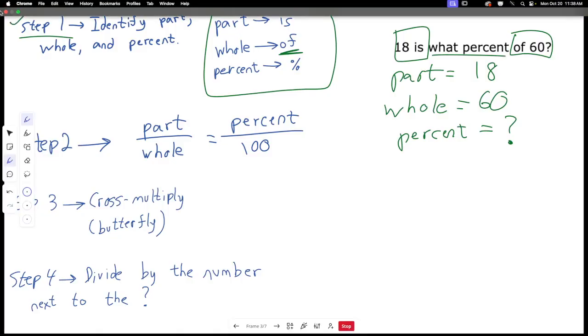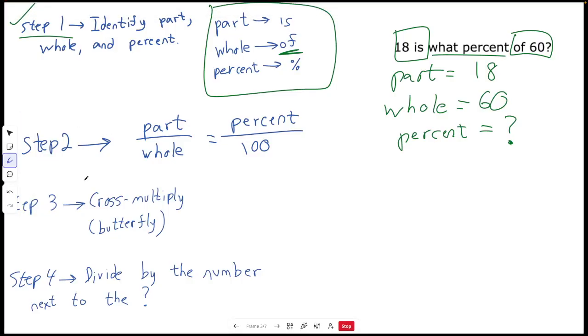Step two is we're going to use this equation and we're going to put the numbers where they go. So the equation is part over whole equals the percentage over 100. And we know the part, so I'm going to change that to an 18, over the whole, which is 60. The percentage we don't know, so I'm going to put a question mark. And that 100 is always 100, it never changes. Step two is done.